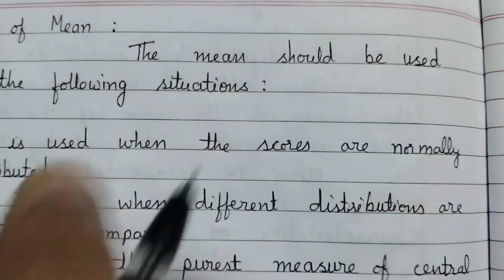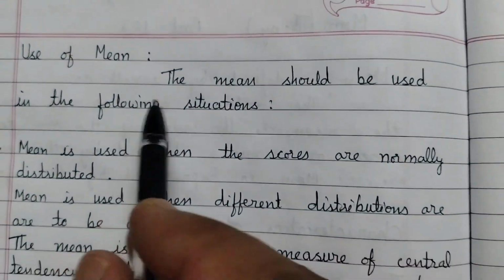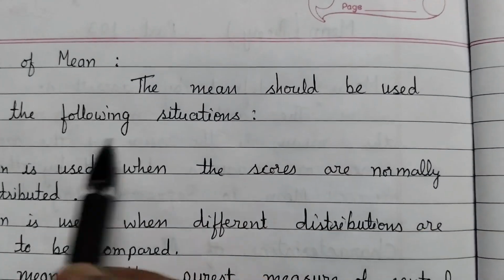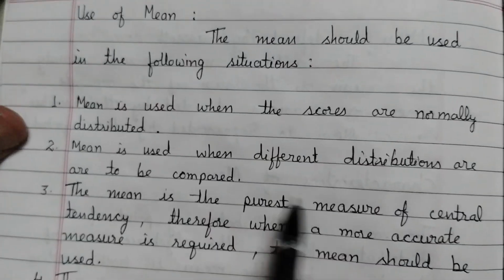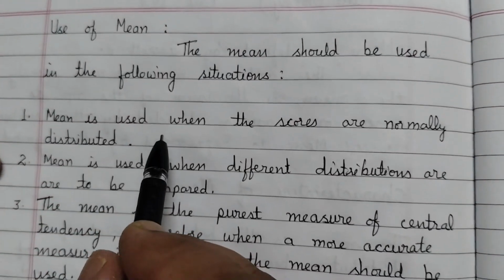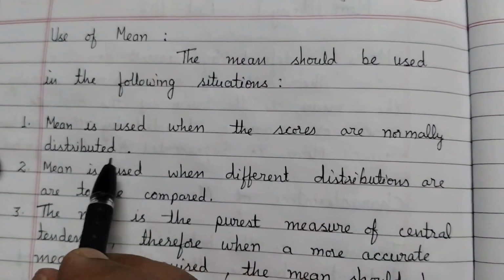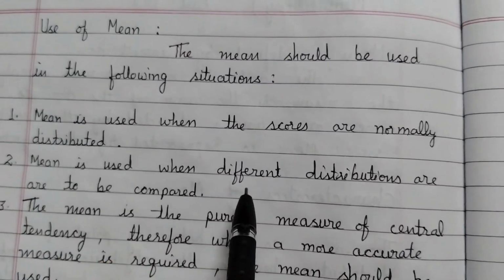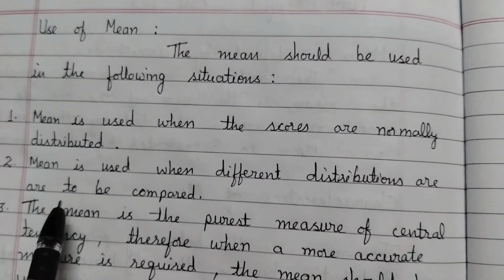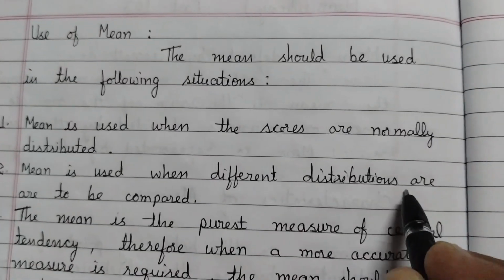Next topic is use of mean. The mean should be used in the following situations. First point, mean is used when the scores are normally distributed. Second point, mean is used when different distributions are to be compared.